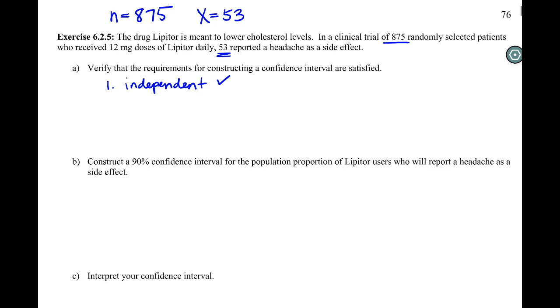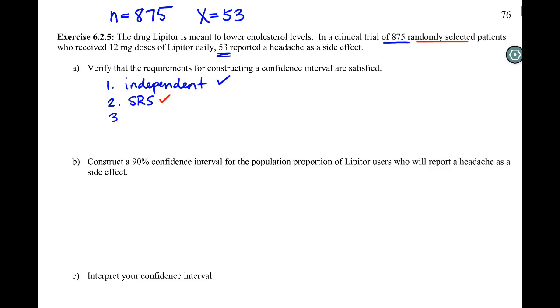And since we don't have any reason to think that there's some sort of relationship between these patients, we have our independence. Number 2 was that we needed, if we were taking a random sample, for it to be a simple random sample. None of the kind of fancier sampling techniques that we talked about in the beginning of this course. No cluster, no stratified. So here, the only thing we see is randomly selected, nothing to indicate that it was done as a cluster or a stratified or systematic. So we'll assume that this is also good to go.